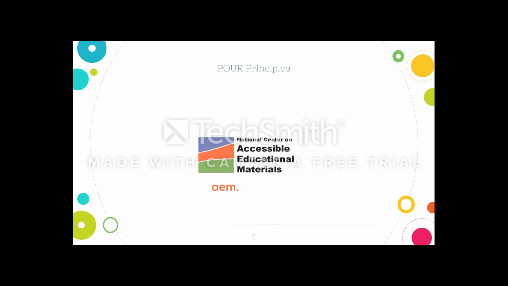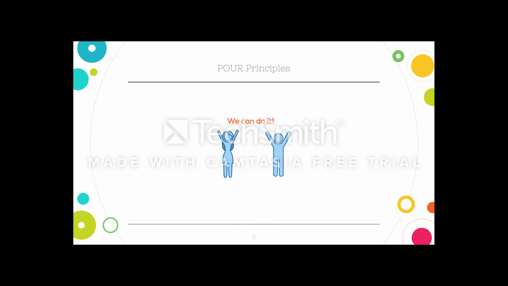The National Center on Accessible Educational Materials at aem.cast.org is your go-to resource for technical assistance. Together, we can develop and use learning materials that address learner variability and provide better opportunities for learning to all.